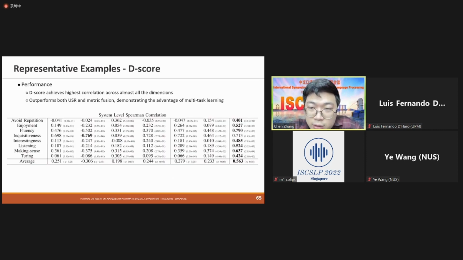So here we look at the performance of the D-score. Here is the system-level Spearman correlation. We can see that compared to USR, here is the metric fusion. This score actually achieves the highest correlation across almost all the dimensions. In terms of average, USR can achieve 0.279, but the D-score obtains almost 0.563 correlation score. So this showcases the advantages of multitask learning.